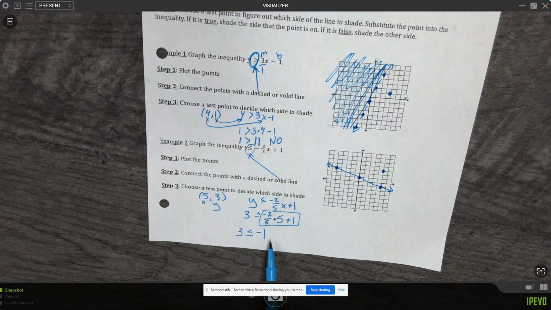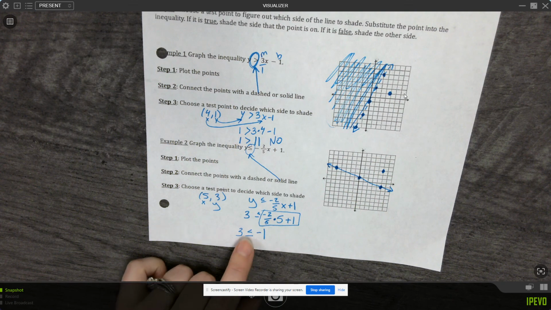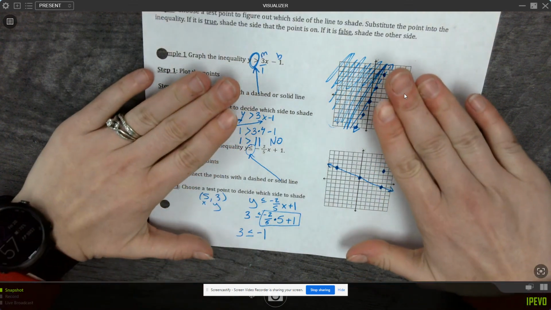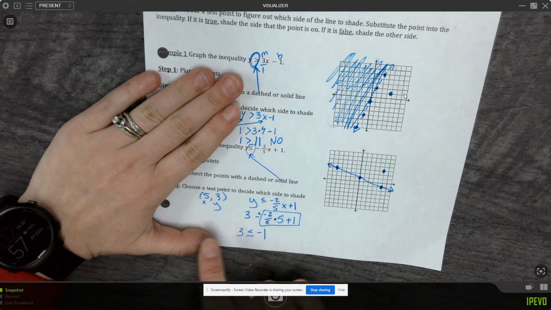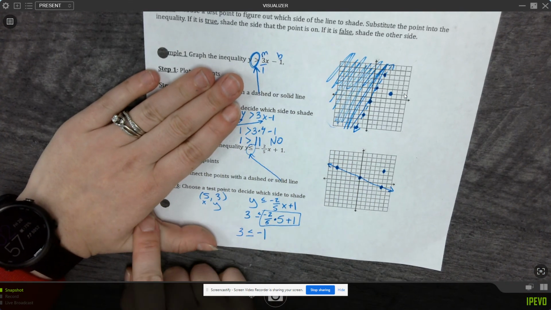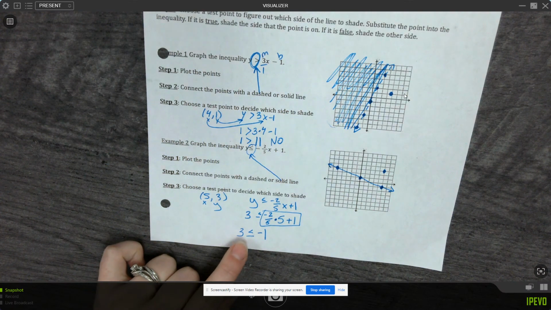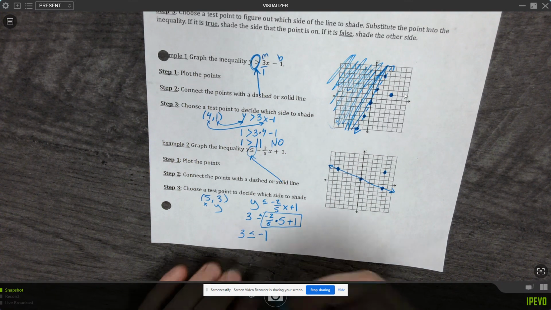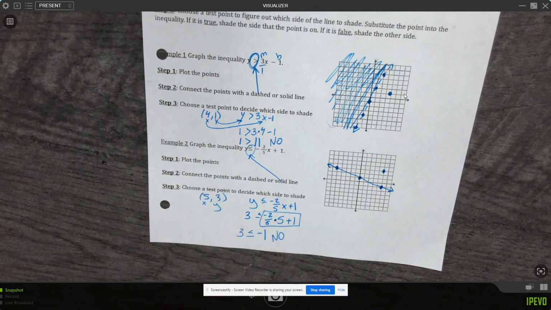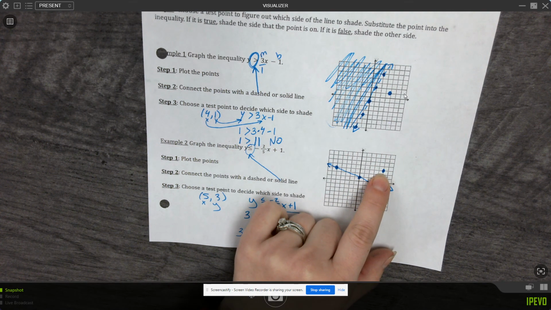Now we're going to read this and see what it says. We need to know our symbol, and if you don't know it, you make it with your hands. This symbol looks like my left hand, which is the less than. So is 3 less than or equal to -1? No, it's not. 3 is not less than, and 3 is not equal to -1. So no, doesn't work.